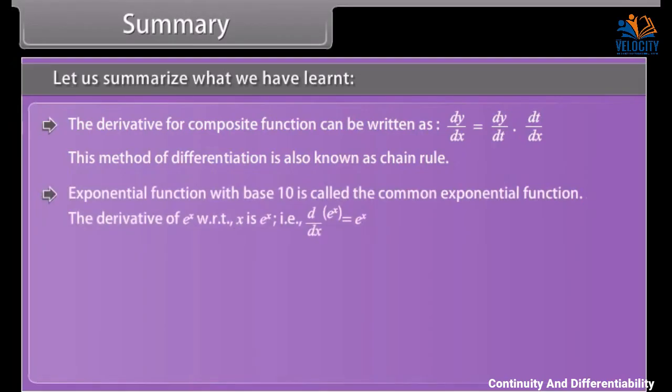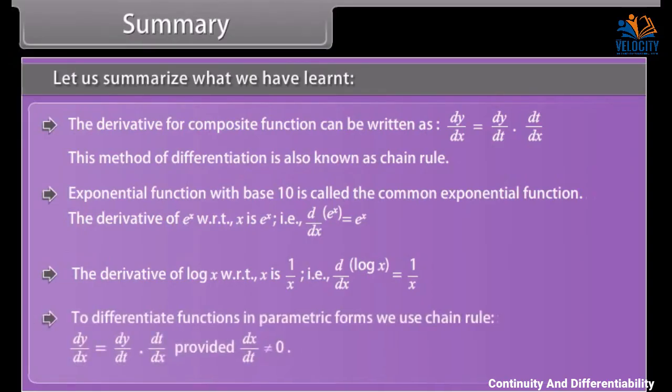Exponential function with base 10 is called the common exponential function. The derivative of e raised to the power x with respect to x is e raised to the power x, that is, d by dx of e raised to the power x is equal to e raised to the power x. The derivative of log x with respect to x is 1 by x, that is, d by dx of log x is equal to 1 by x.